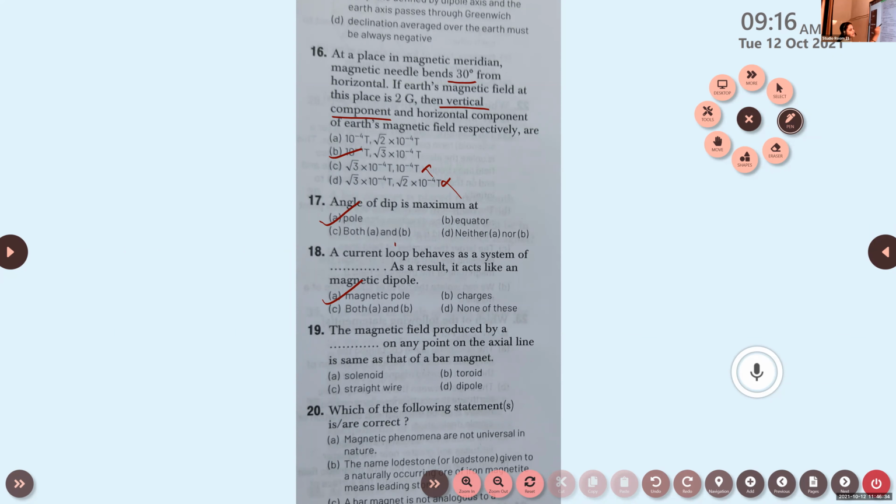You can consider this current loop as a solenoid. Does the solenoid act as charges? No, it behaves like a magnet, with magnetic poles. As a result, the field lines produced around this magnet are exactly similar to those of a bar magnet, and these magnetic poles behave like a north pole and a south pole. So a current loop behaves as a system of magnetic poles. As a result, it acts as a magnetic dipole, not like charges. The charges cannot act like a north pole and a south pole. So the correct answer is magnetic pole.